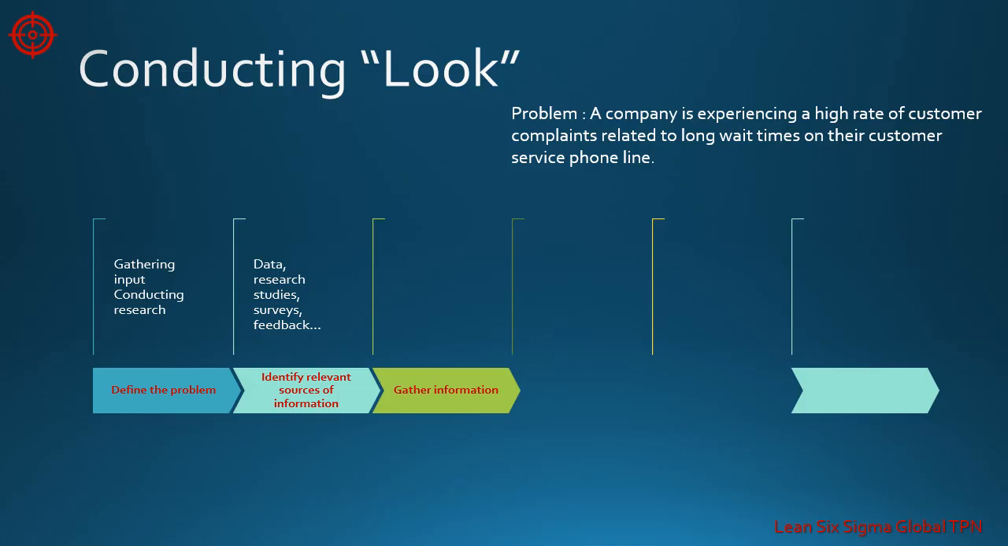Next, we collect the relevant information from identified sources. This may involve conducting surveys, interviews, or focus groups, or gathering the data from existing sources. For example, customer feedback may be collected through surveys or online reviews. Call center data can be obtained from call logs or customer service software. Employee feedback may be gathered through interviews or surveys. Industry research may be conducted by reviewing articles or reports related to customer service best practices.